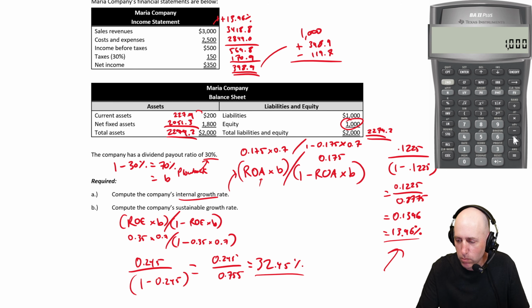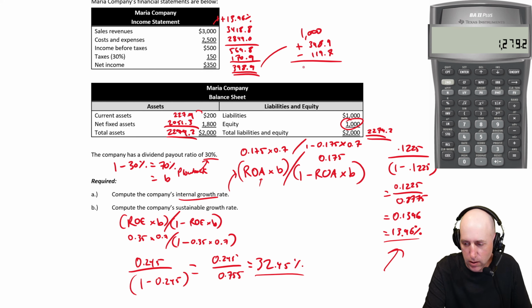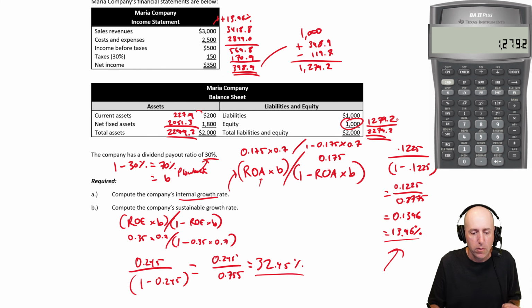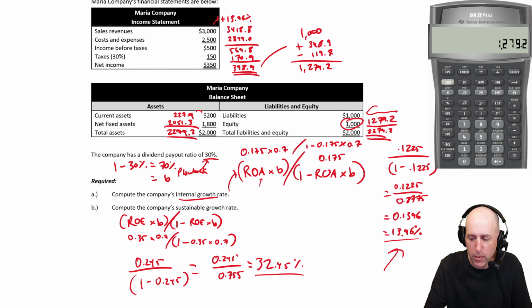So 1,000 plus our net income, 398.9, minus our dividend of 119.7. This gives us our new equity next year of 1279.2. Okay, so there's our new equity, 1279.2. Okay, so now we know our liabilities plus equity. We're just going to solve for liabilities. And you can see the answer here. What's the missing number? Well, it's something plus 1279 equals 2279.